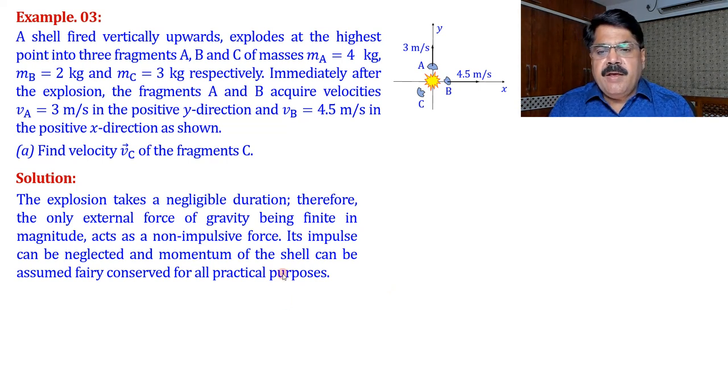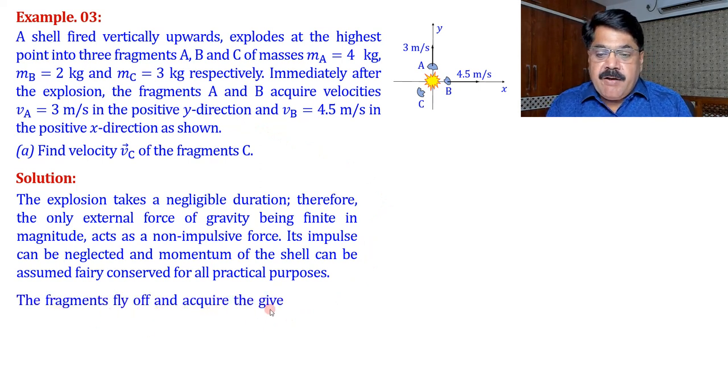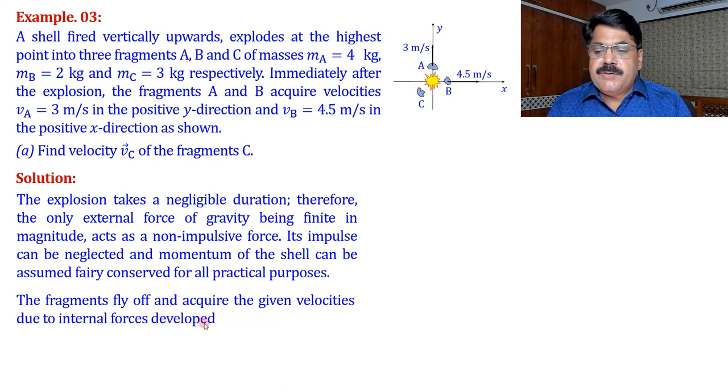Again, air resistance was not mentioned, and it is a convention that if there is no mention of air resistance, always assume it to be absent. The fragments fly off and acquire the given velocities due to internal forces developed during the explosion.